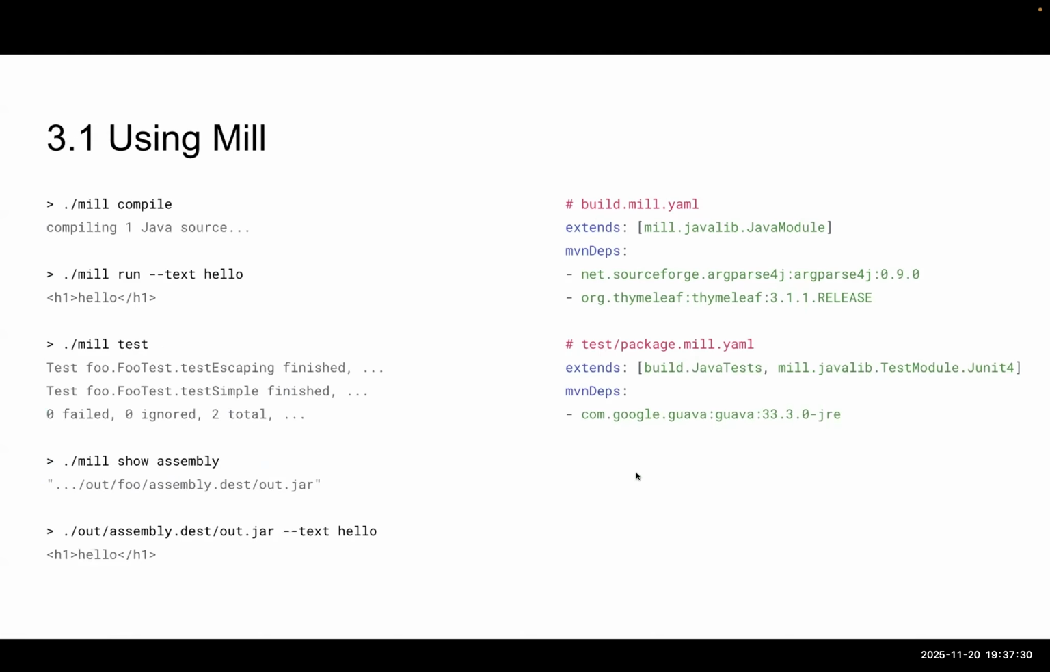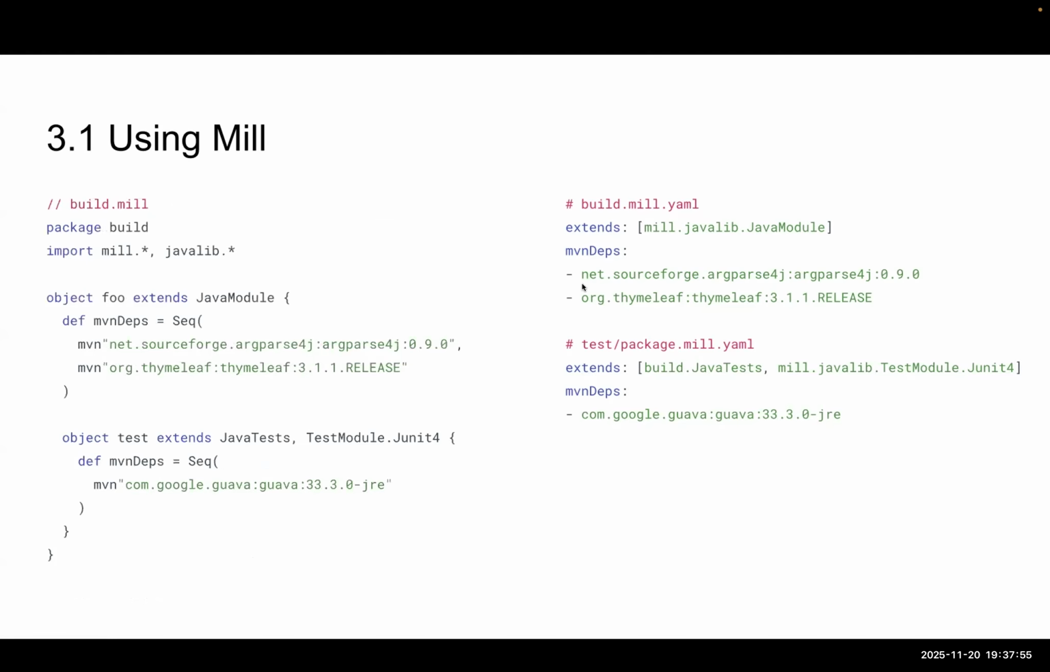Once you have this defined, you can run mill compile, run with some flags, test, show assembly, all the normal build tool stuff. Just maybe a bit simpler than what you've seen from Maven. Like running mill run --text is much easier than running Maven exec:java -Dexec.args=blah. And even the syntax for defining it is a bit simpler than the Maven XML syntax for defining these small projects.